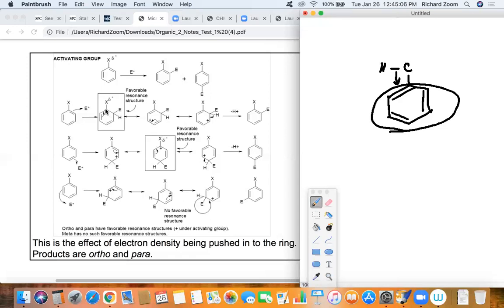Now, because X is activating, that means it's pushing electrons into the ring. And if it's pushing electrons towards a positive charge, that's a stabilizing type situation. So the very fact that X is pushing electrons into the ring means that this is what I'm calling a favorable resonance structure. Does anybody have any questions so far?